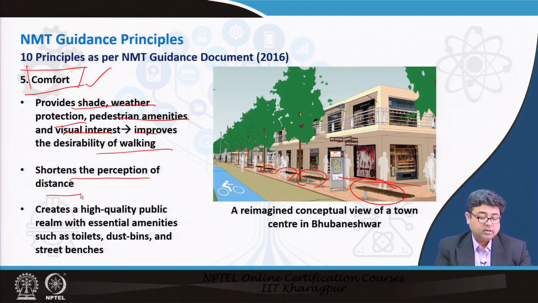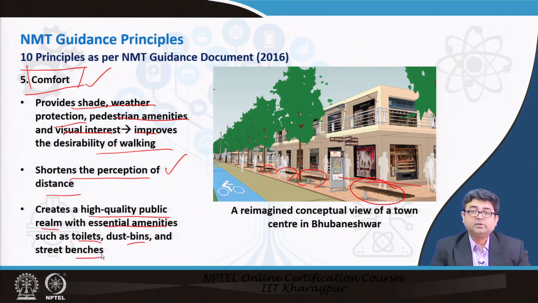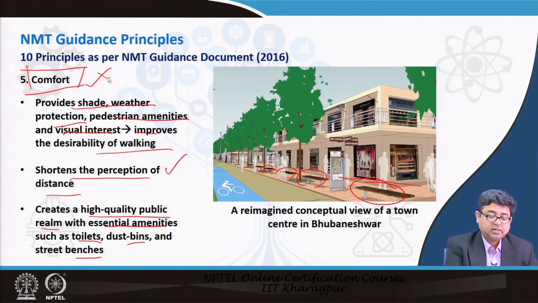Providing them comfort always is shortening their perception of distance. Thirdly, it creates a high quality public realm with essential amenities such as toilets, dustbins, and street benches. All of this put together not only provides the environment for walking and bicycling, but it also enhances comfort levels.